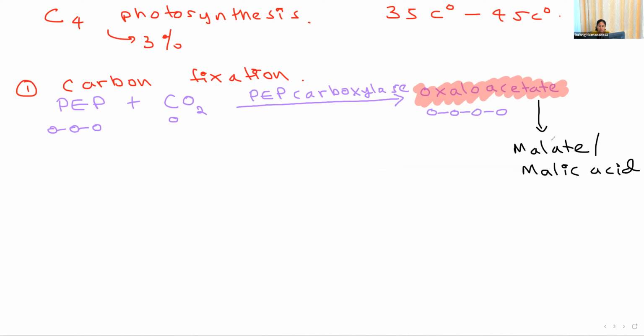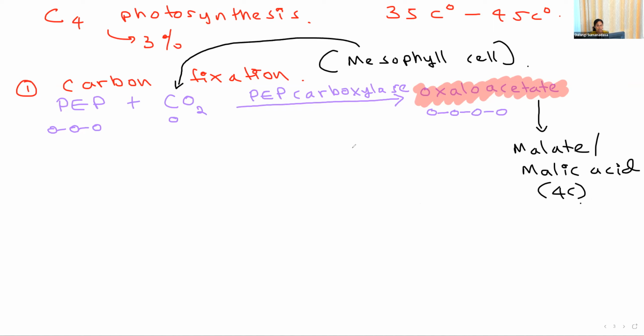So oxaloacetate will form malate or malic acid, and it's again a 4-carbon compound. That's it. No more new things. This is it. So this is the first initial carbon fixation inside the mesophyll cells. If you remember what we did last week, mesophyll cells means it's around these cells, closer to the stomata, right? So they can interact with the carbon dioxide or oxygen. So always the initial carbon fixation is in the mesophyll cells.